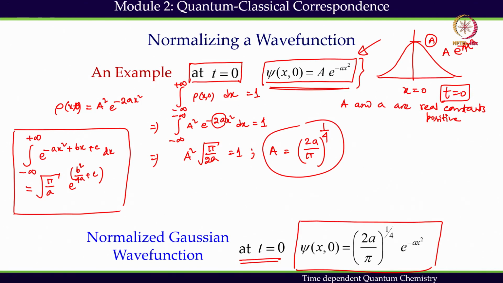Now, in the next module, not in this module, we will understand how this initial Gaussian wave packet or function will evolve. We will find out psi(x,t) in the next module, but in this class we will not get into that. We have shown that the normalized Gaussian function should have this form. We will continue this session in the next class.